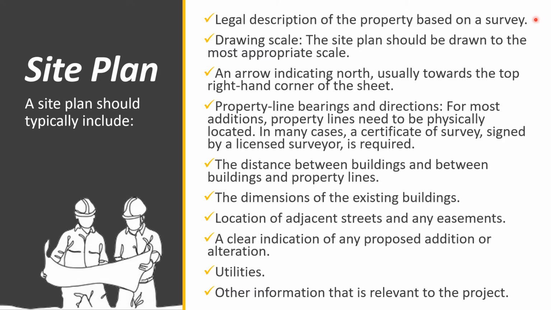That is important. Drawing scale means the site plan should be drawn to the most appropriate scale, because the dimensions are written on it. For example, for one side of the lot, it says north 60 degrees 53 minutes 2 seconds east. That is why it needs to be drawn to scale. Next is an arrow indicating north. This is the north point symbol, usually towards the top right hand corner of the sheet. This indicates the orientation of your building.